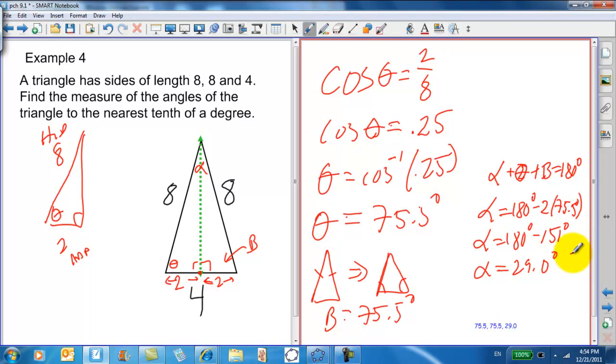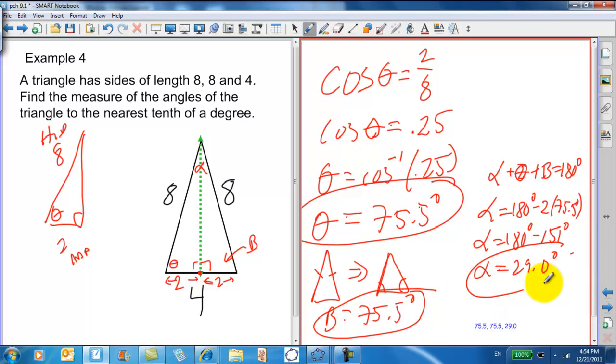So there's our three angles, 75.5, 75.5, and 29 degrees. Check. Okay, that's it.